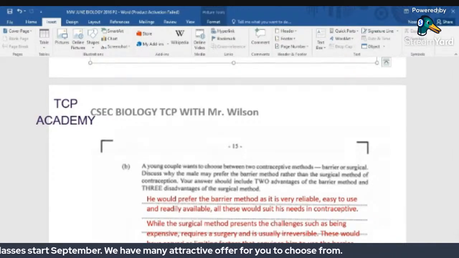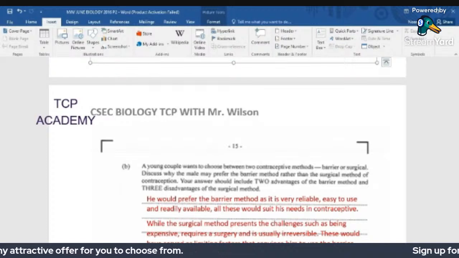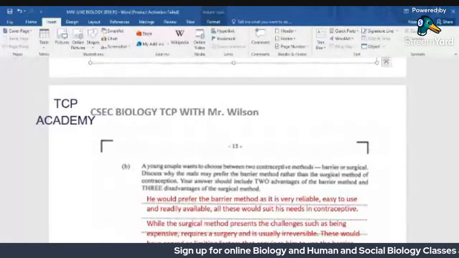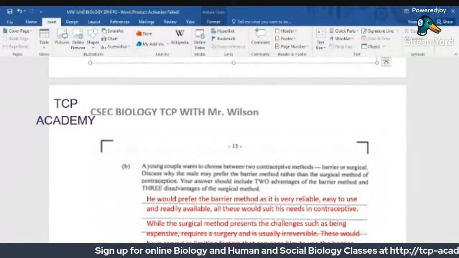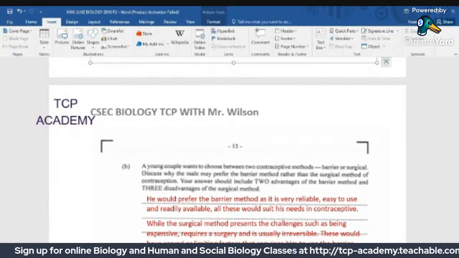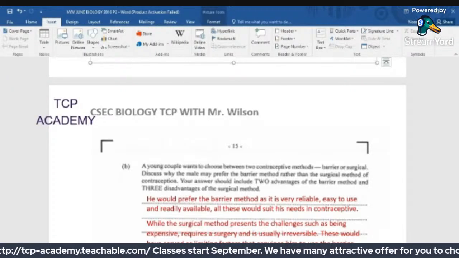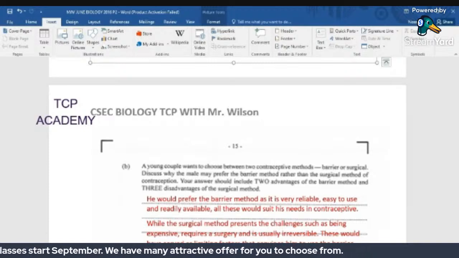A young couple wanted to choose between two contraceptive methods, all right, barrier and surgical. Discuss why the male may prefer the barrier method rather than the surgical method of contraception. Your answer should include two advantages of a barrier method and three disadvantages of a surgical method.